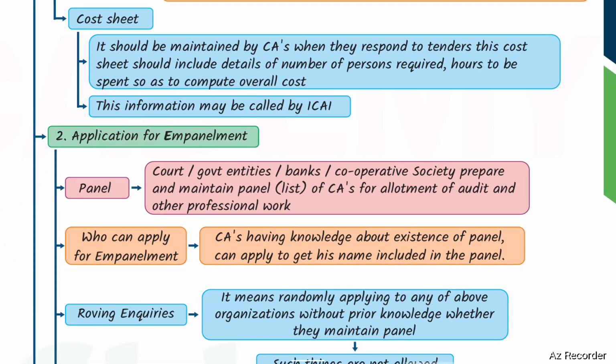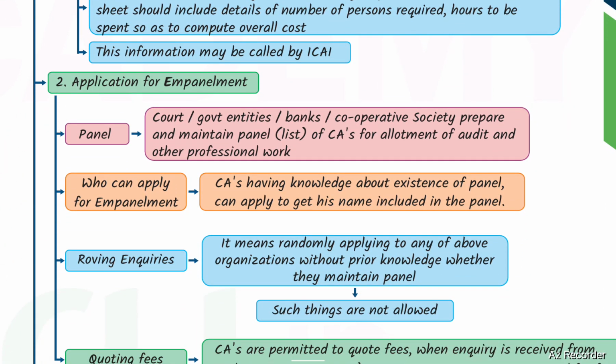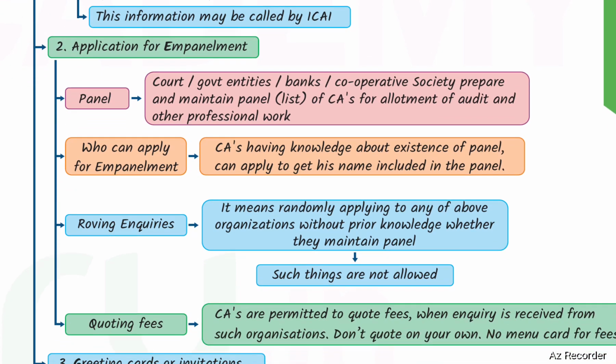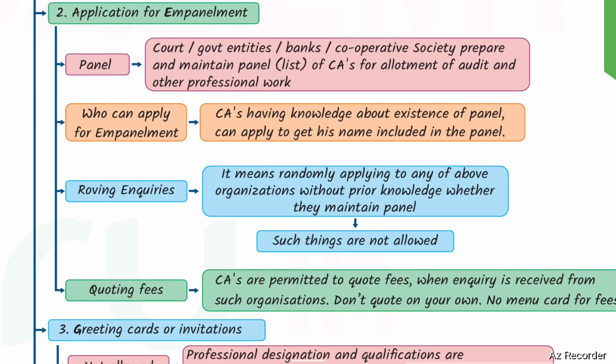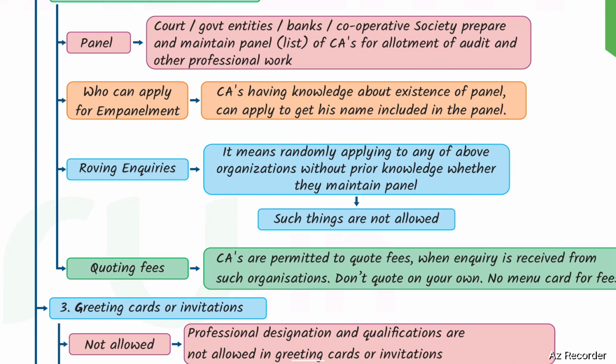Application for empanelment. Courts or government entities or banks or cooperative societies prepare and maintain a panel list of CAs for allotment of audit and other professional work. A CA having knowledge about the existence of a panel can apply to get his name included in the panel. Roving inquiries means randomly applying to any of the above organizations without prior knowledge whether they maintain a panel. Such things are not allowed.